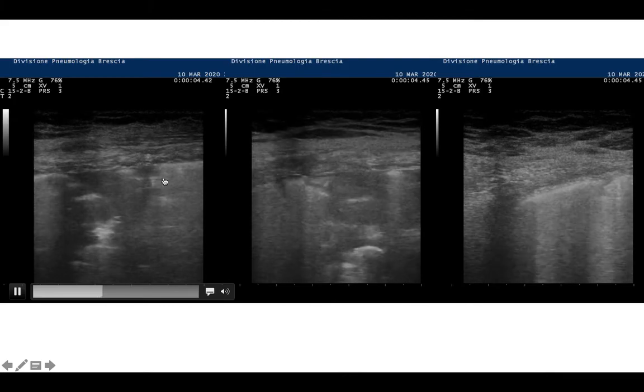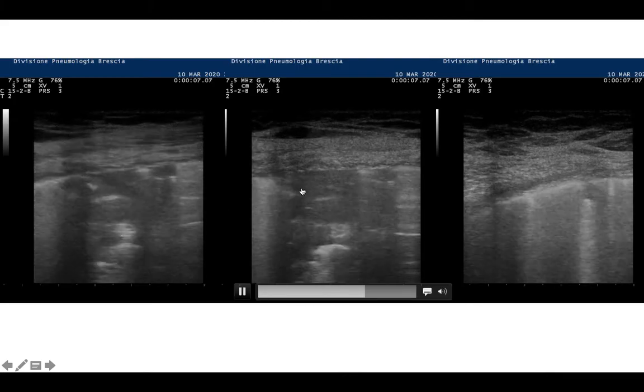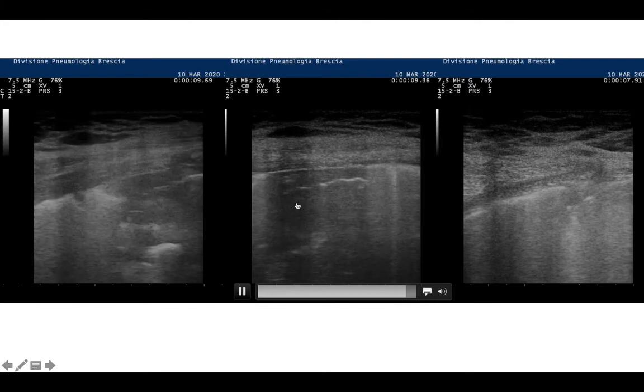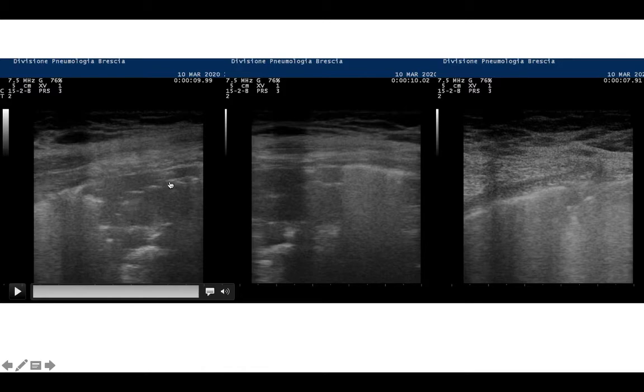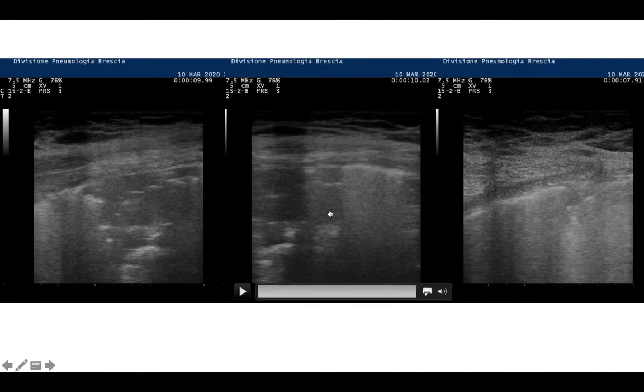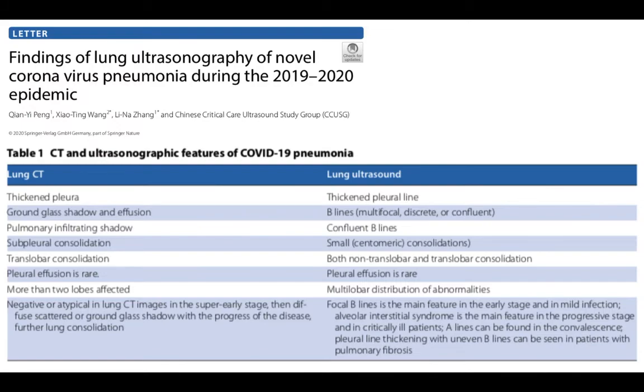You see, they are hemispheric. There is a little peripheral hepatization of the lung with little bronchograms inside. Around there is white lung. As these consolidations go on and have a confluence between them, we have a worsening of the clinical picture. These features are described in this paper of the Chinese colleagues that describe the features we have already seen.